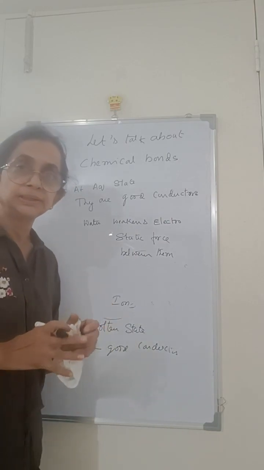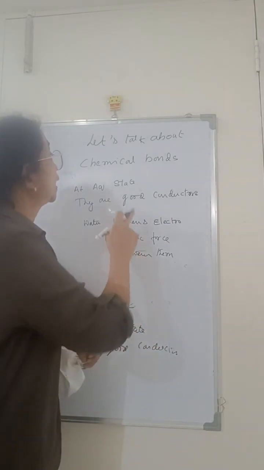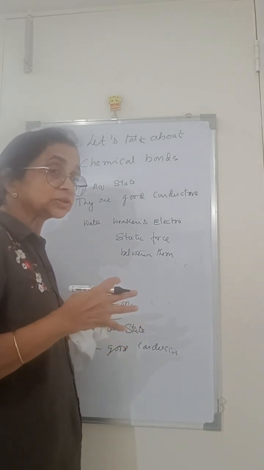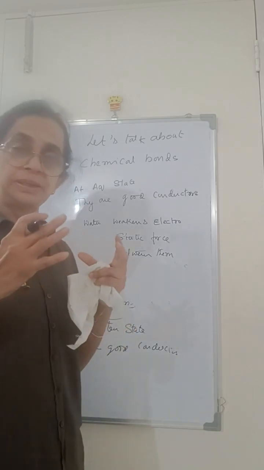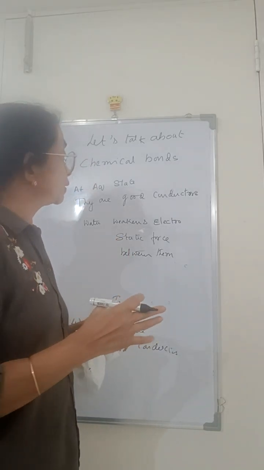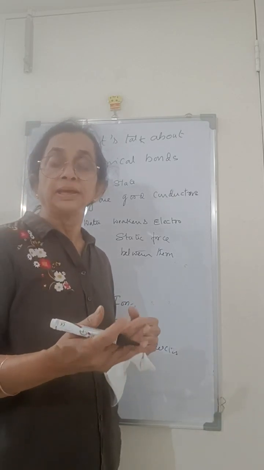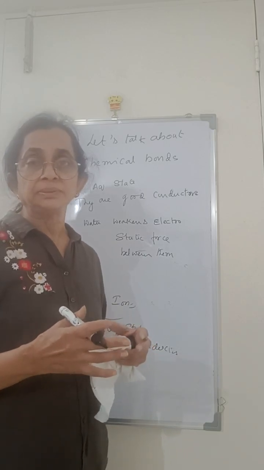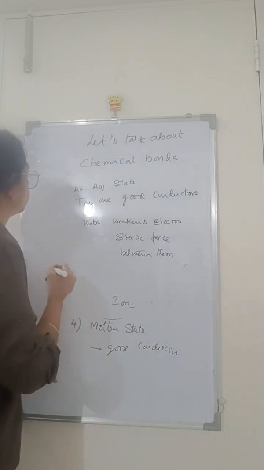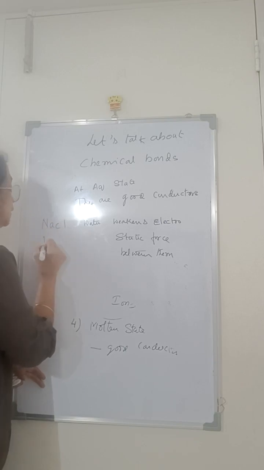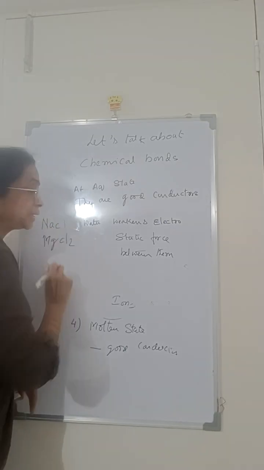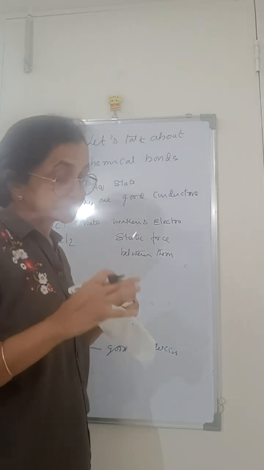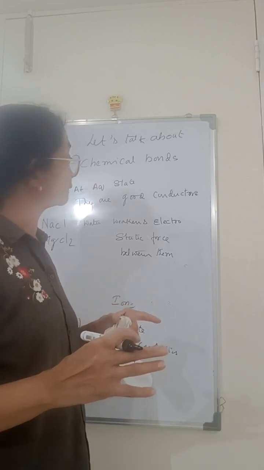So what did we learn about ionic bond? Ionic bond is also called electrovalent bond. It is a strong bond formed between metals and non-metals, because metals give away electrons and non-metals accept electrons. Thereby a strong bond is formed between metals and non-metals. Examples: NaCl, MgCl2, these are all ionic bonds. And their physical state is solid.